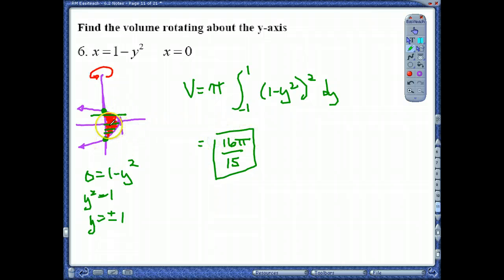So look at your area. If it sits directly on the axis, you are good to go. You have nice, solid pieces.